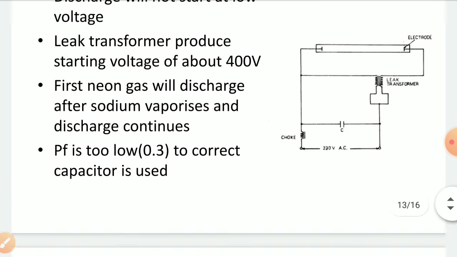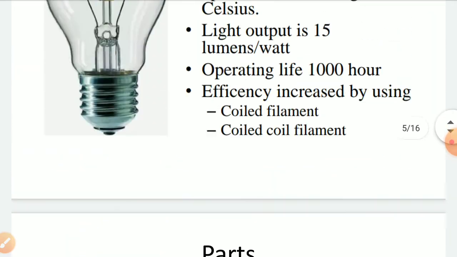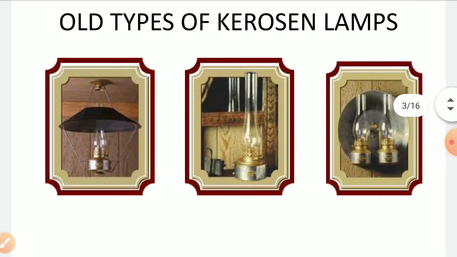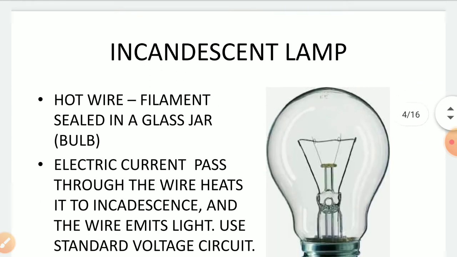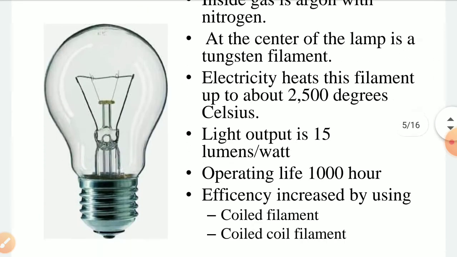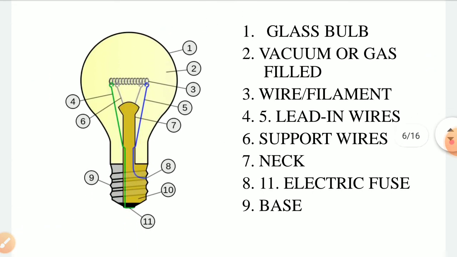So initially we started with the incandescent lamp. Before that, we had a very old type of lamp, the kerosene lamps, which were used. Then evolution happened in the field of illumination engineering, and incandescent lamps came into existence. So once again we discussed the incandescent lamp working principle, and because of some drawbacks, the color of the light, consuming more energy, and the lifespan of this lamp being very less, continuous developments happened.